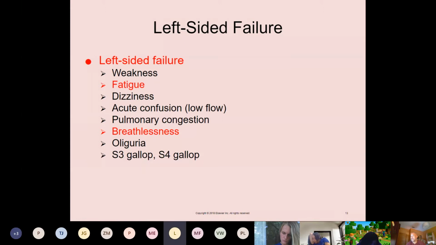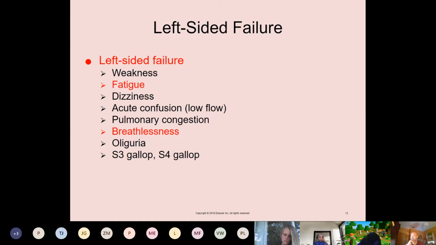So shortness of breath is a very important sign and symptom to evaluate in these patients with heart failure because the fluids are backing up into the pulmonary system. So it is an expected sign, a symptom that you will see.